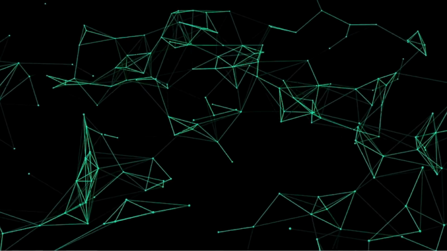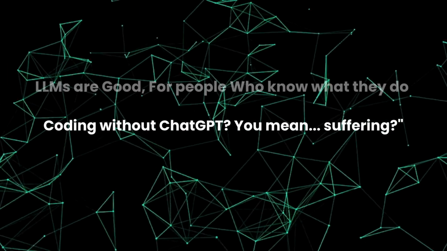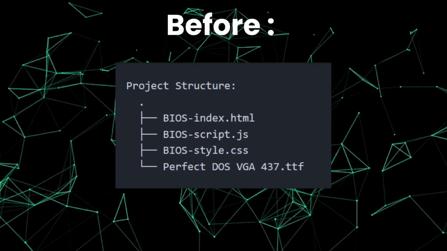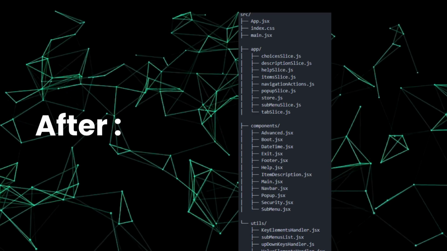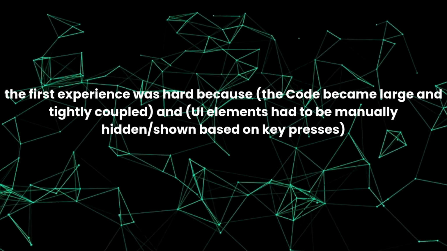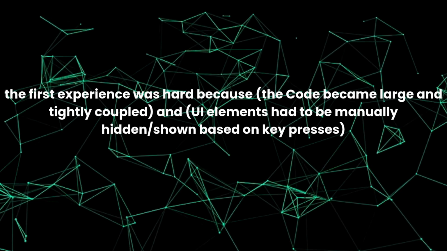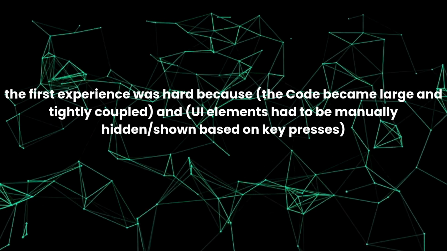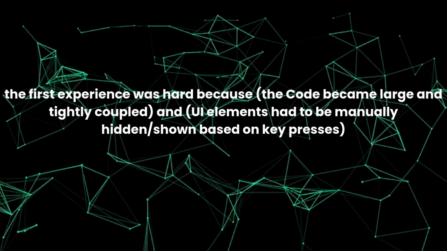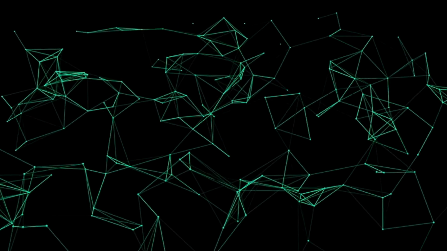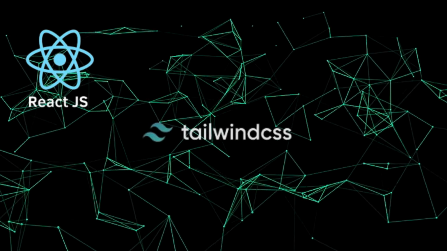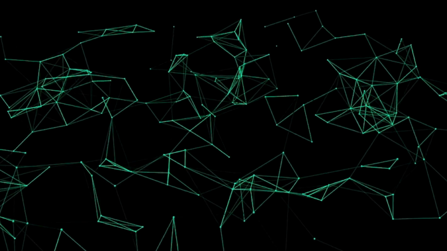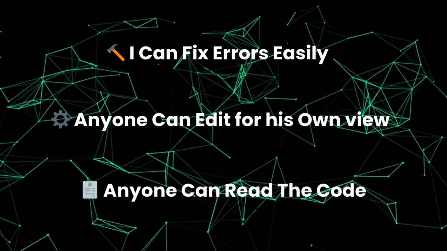tech with a little bit of help from LLMs. The code goes from this to this. The first experience was hard because the code became large and tightly coupled, and UI elements had to be manually hidden or shown based on key presses. But when I used React, Tailwind CSS, and Redux Toolkit, the code became more maintainable, editable, and readable.